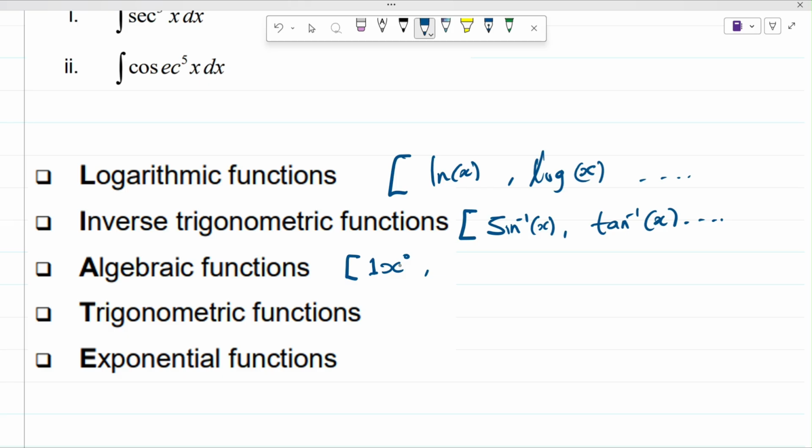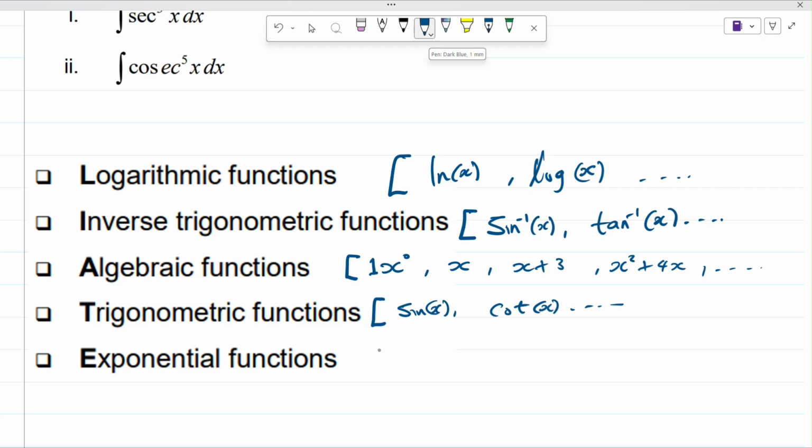You have to know that a constant has an x to the power 0. Also we could have x, maybe another one, x plus 3. These are algebraic functions. X squared plus 4, 4x, and so on. These are algebraic functions, you understand? And then trigonometric functions, these are your sine of x, cos of x, cot of x, and so on. You understand? So those are the functions that you'll be coming across.